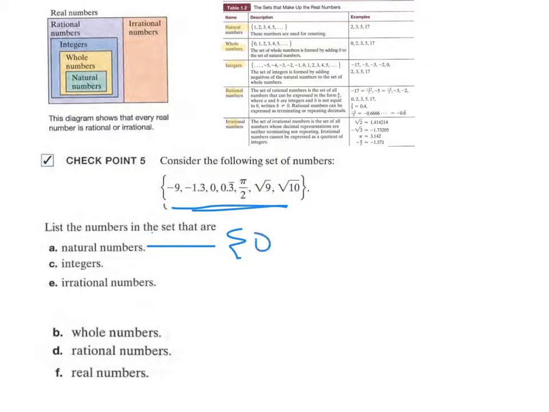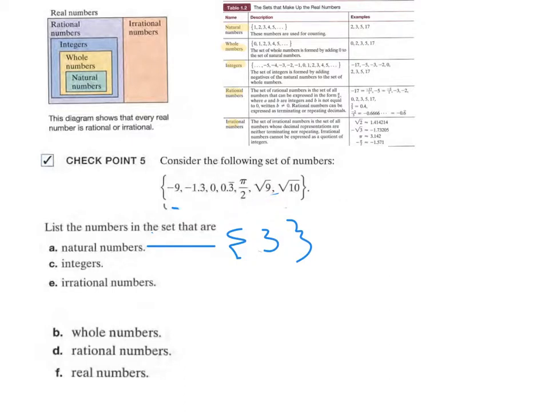So 0's not, by default, considered a natural number. But this number is our tricky one, because the square root of 9 is really 3. And so that's the only number that's positive in this set. So I'm going to erase this so I can do the next part.